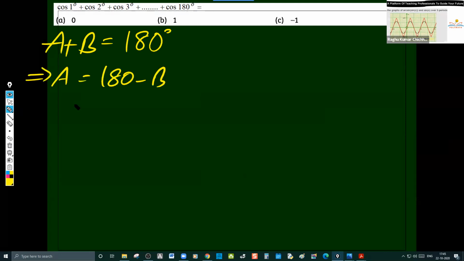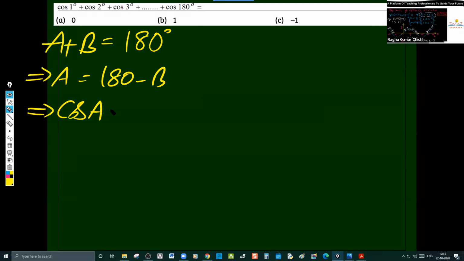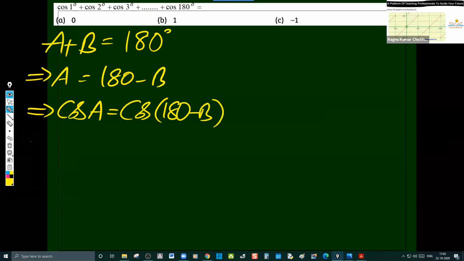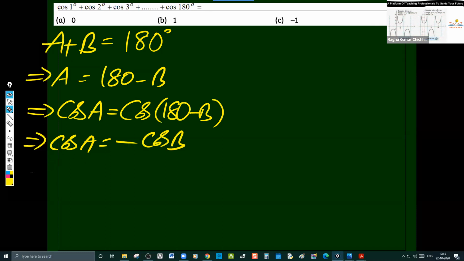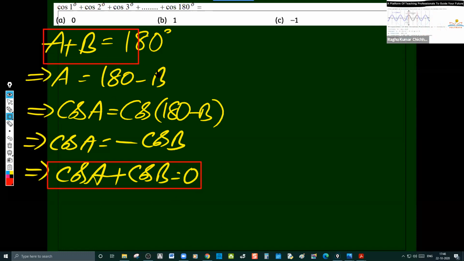Apply cos on both sides. We are talking about cos here; in the question, you have cos. Applying cos on both sides, cos a is equal to cos of 180 minus b, second quadrant, please. In the second quadrant, cos is negative, and for 180, don't change. So cos a plus cos b is equal to 0. So what we have got finally is: if a plus b is equal to 180 degrees, then cos a plus cos b is equal to 0.